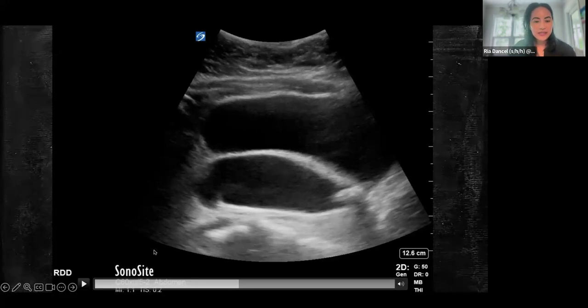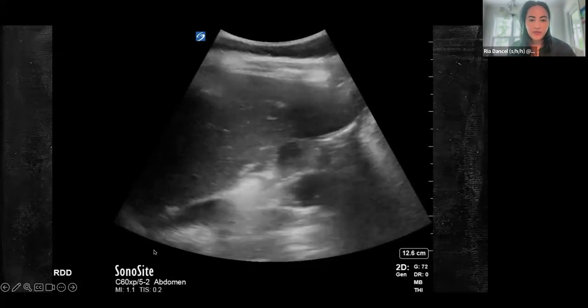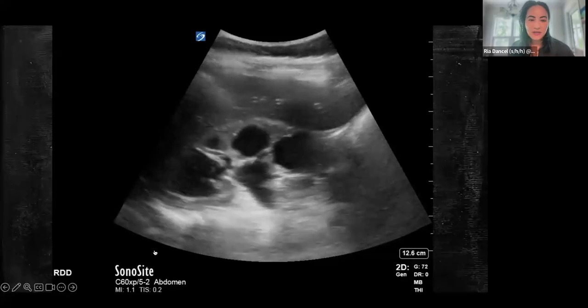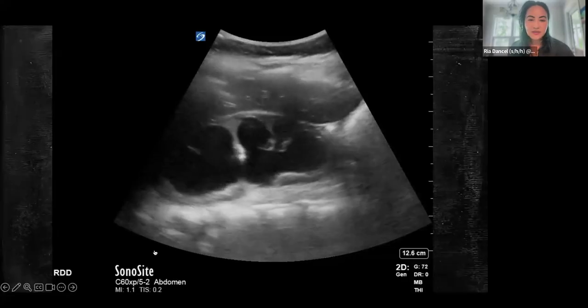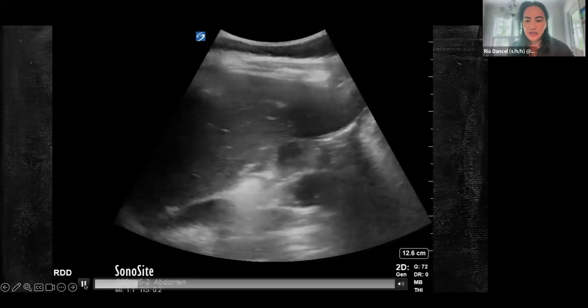So let's take a look at the kidneys. We'll look at the right one first. This is just a habit of mine. Okay. What do we think of this kidney?